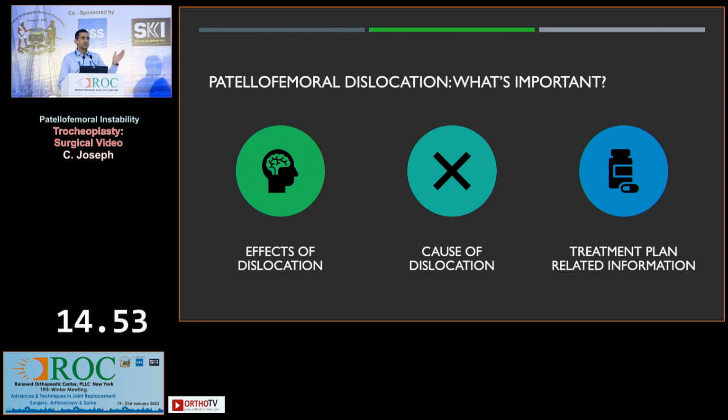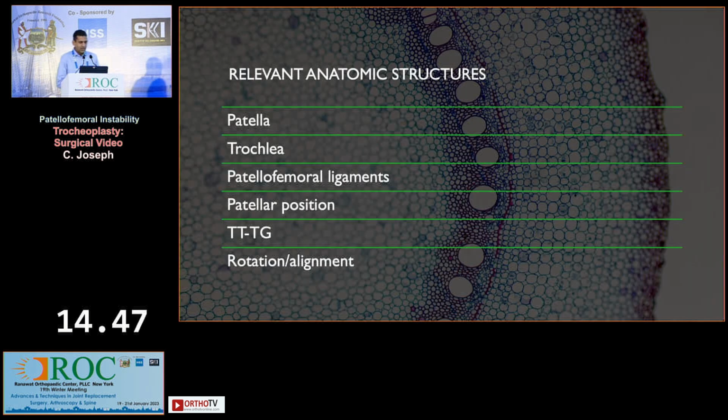So this is what I teach most of our radiologists. This is the stepwise way you should think about it, and this is how you can probably word your conclusions to the reports as well. When you think of the anatomic structures that are relevant, it's the patella, the trochlea, the patellofemoral ligaments, patellar position in the craniocaudal plane, the TT-TG distance, and then rotation and alignment.